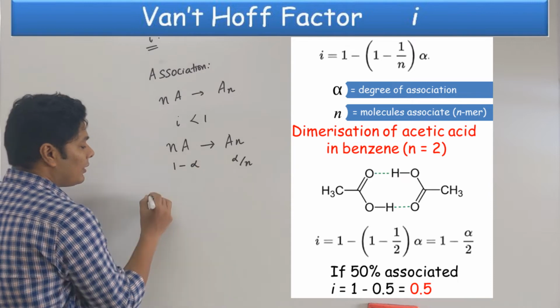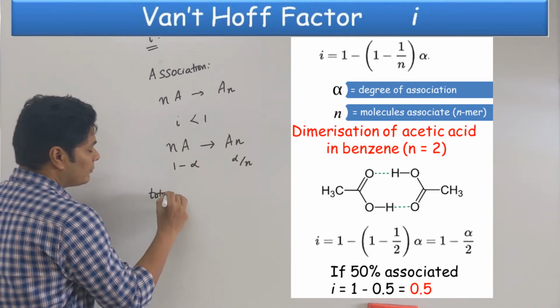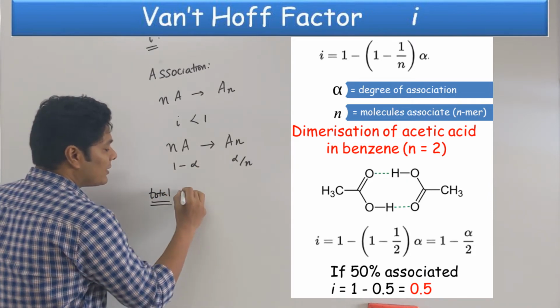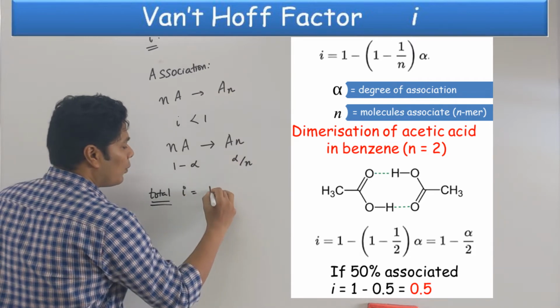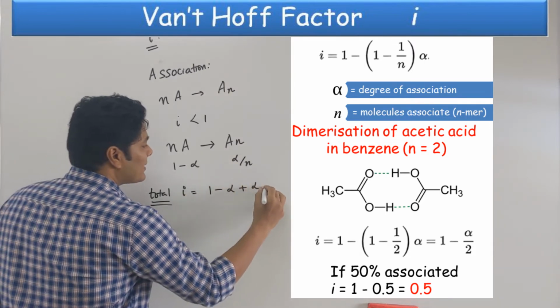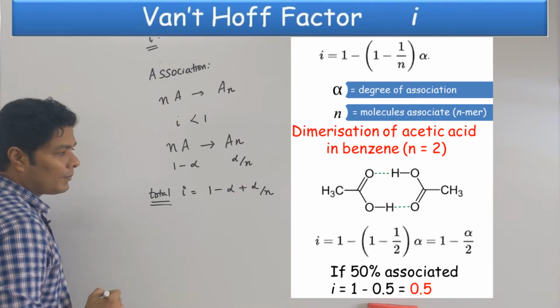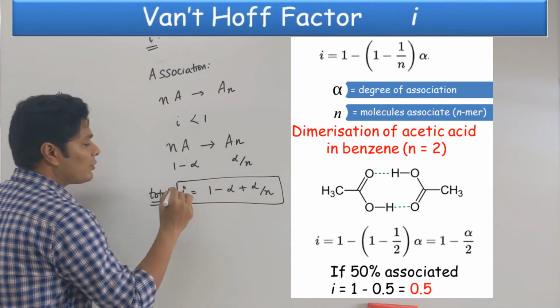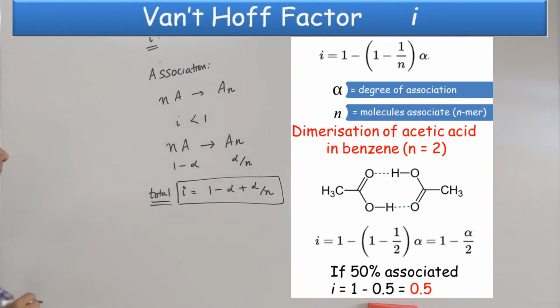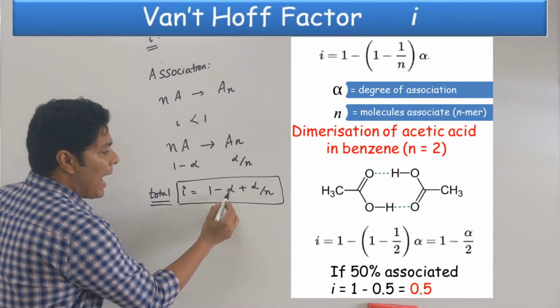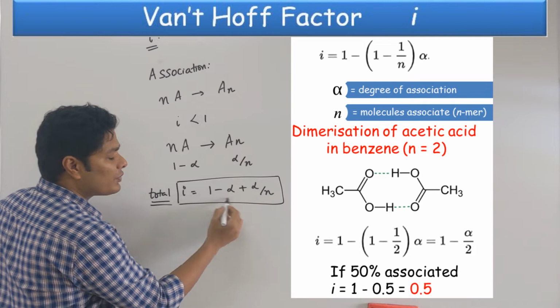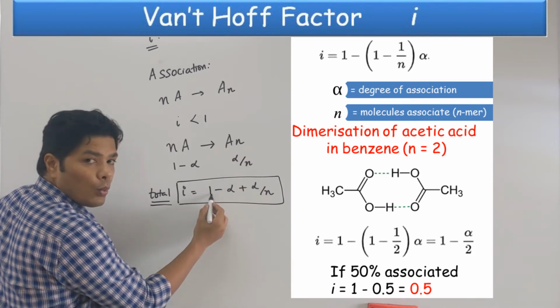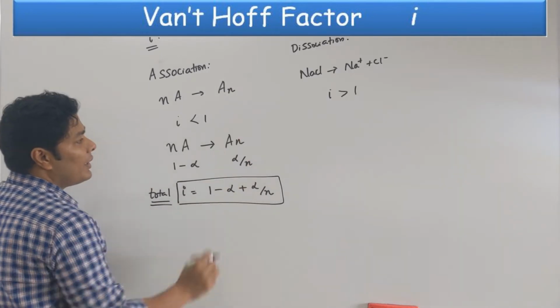So what is the total molecules? Total is nothing but i. You just add all of them: 1 minus alpha plus alpha by n. This is for association. Now when you see alpha is bigger than alpha by n, so this number is always going to be lower than 1. So this is always lower than 1.